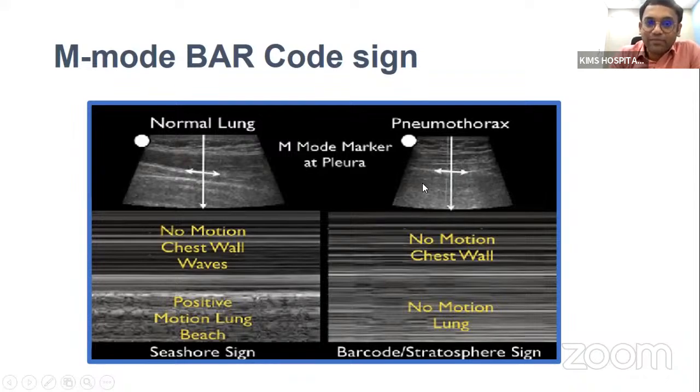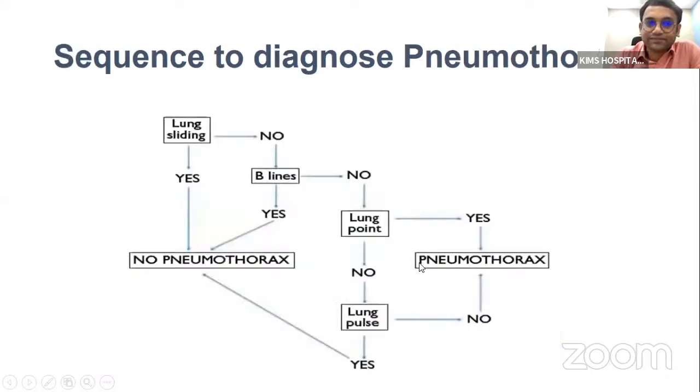When you put this M mode over the pleura in the area of suspicion of pneumothorax, there won't be any chest wall movement, there won't be any pleural sliding, and we can see this kind of a barcode or stratosphere sign. So here we can see this dot dot dot kind of grains-like sign, where you can see these lines similar to a barcode that we usually see on the products that we buy in a supermarket or in any other markets, where the parallel lines are the same. So this is called a barcode sign. So the appearance of the barcode sign is suggestive of a pneumothorax.